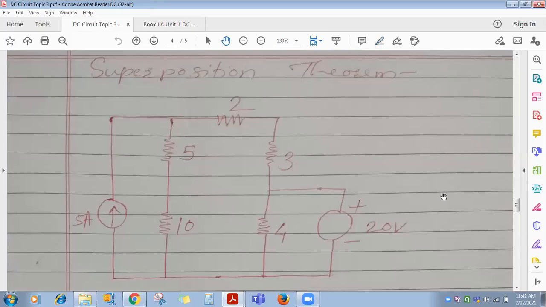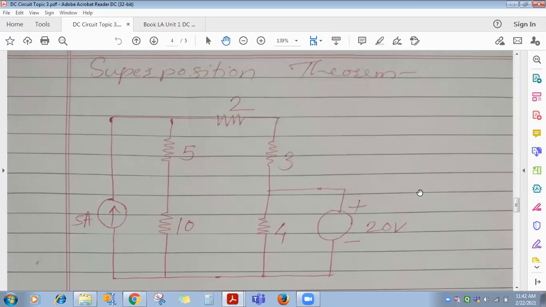Don't use source transformation, but if all of you are interested in learning source transformation, I can explain it. Actually, we removed it from the syllabus. But if all of you are interested, at the end I'll take it, because sometimes it's a very good thing. If you apply it, it becomes easy to simplify the circuit. But it's not a part of your syllabus, so we can ignore.